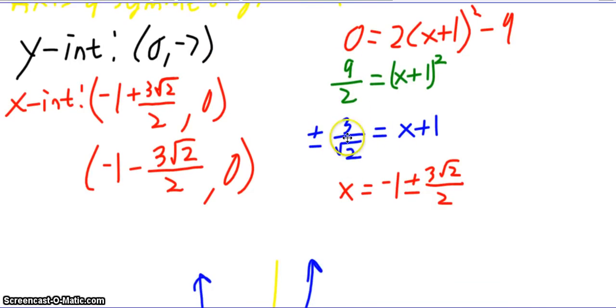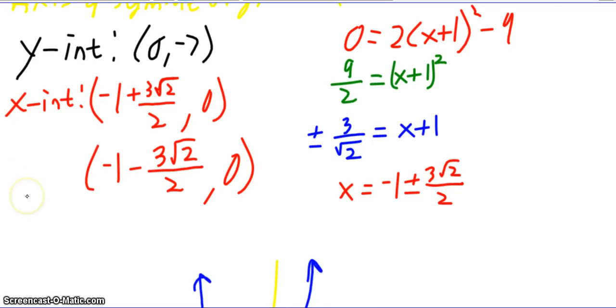I want to rationalize this. We always want to rationalize unless it's a variable in the denominator. If it's a number, we want to rationalize. Variables, we don't need to. So I end up with x equals -1 plus or minus 3 root 2 over 2. So my two x-intercepts are -1 plus 3 root 2 over 2, comma 0, and -1 minus 3 root 2 over 2, comma 0.